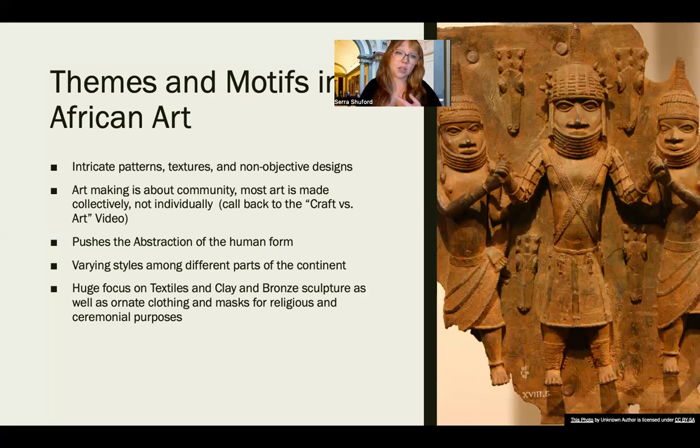And then lastly, there is a huge focus on textiles, clay, and bronze sculptures, as well as ornate clothing and masks used for religious and ceremonial purposes. So essentially, what I want to get at here is that art is still being made collectively. They're not concerned with realism, and they are not concerned with having their art be non-functional. Paintings and sculptures are things that are just meant to be looked at, but African artwork is meant to be used as well, for clothing or religious ceremonies, whatever it might be. And we'll see some examples of those as we move forward.